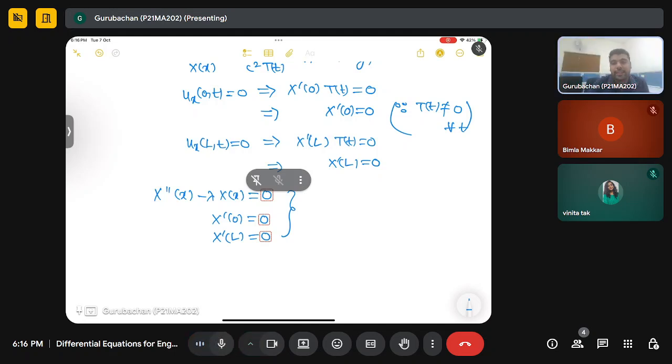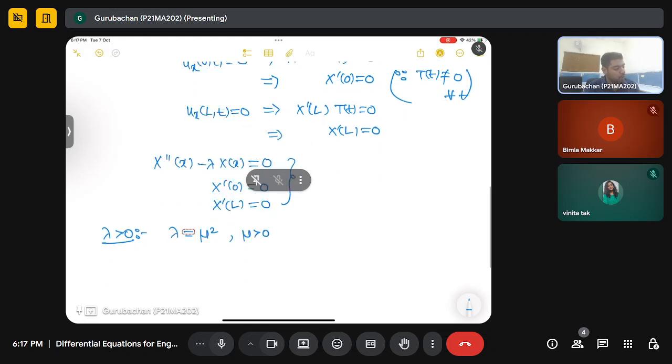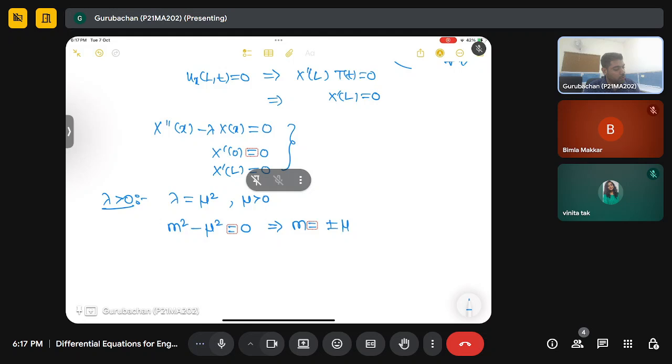So again we have to divide the cases. We know that lambda is a real number, lambda can be only a real number. So we have to divide the possibilities. If lambda is greater than 0, we assume it to be mu square, where mu is positive. In that case, our auxiliary equation will be m square minus mu square equal to 0. This gives m can be either plus mu or minus mu. So from here you get X(x) as c1 e to the power mu x plus c2 e to the power minus mu x.